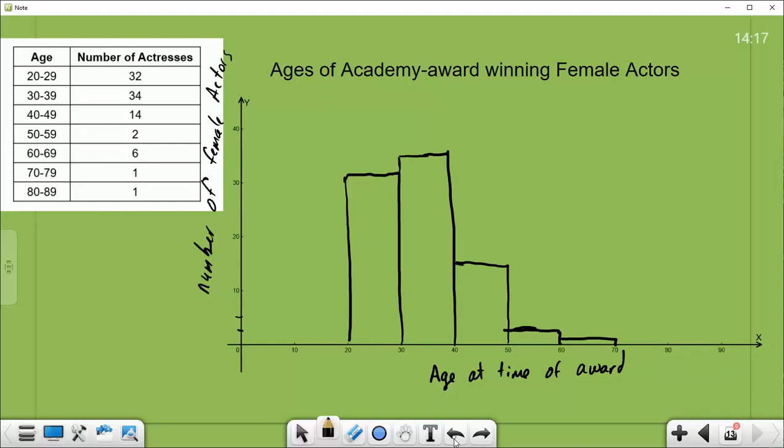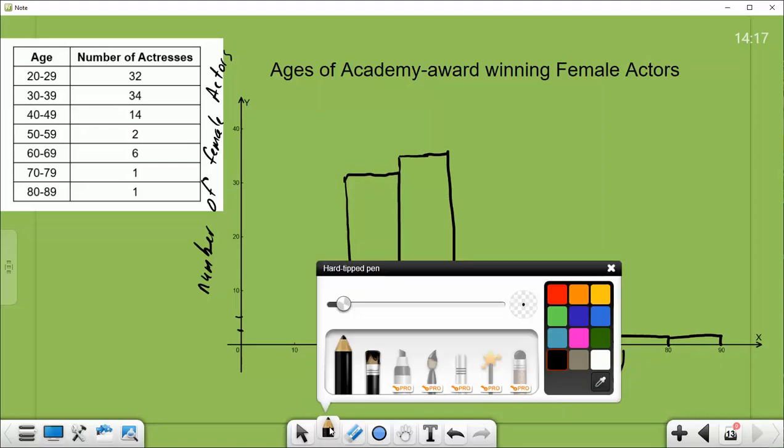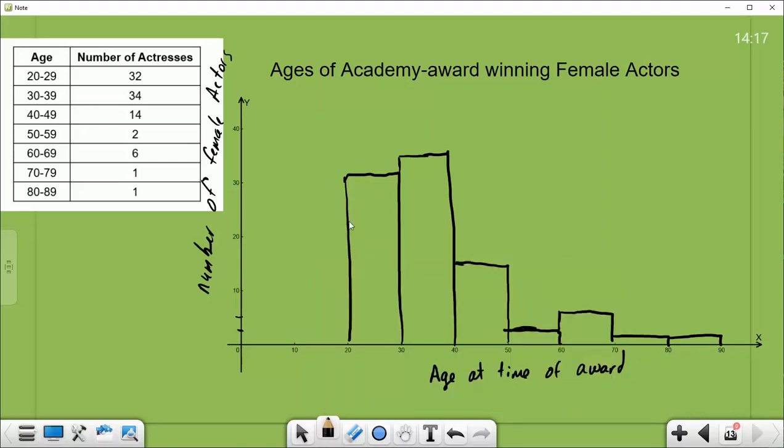Oh, whoops. Messed up. So let's see. 60 to 69 is 6, which would be just a little more than half there. And then 1 and 1. And of course you can fill it in. Okay, I'm just going to leave it like that.